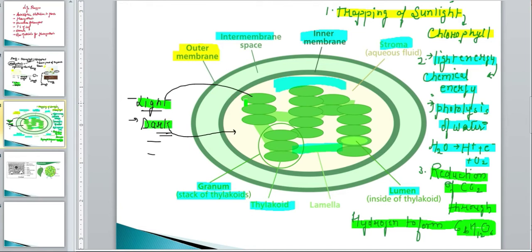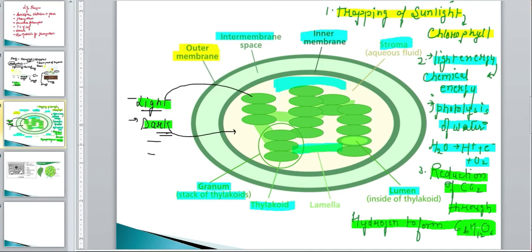Light phase occurs in the granum, the thylakoid region, and thylakoids stacked one upon another to form the granum. And dark phase occurs in the stroma region of the chloroplast. So these are the points which you have to take care.